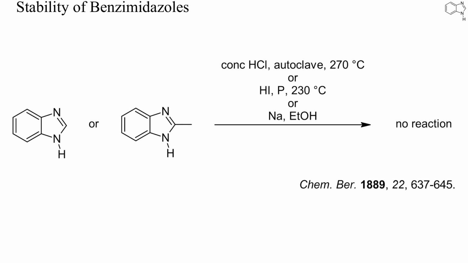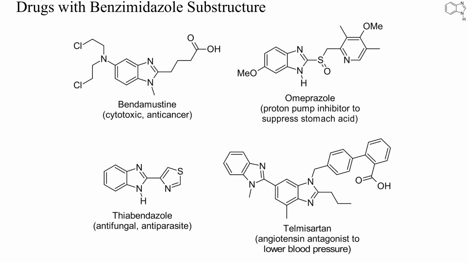Although these heterocycles are formally carboxylic acid derivatives, hydrolysis is difficult. According to an older article, simple benzimidazoles could not be cleaved by hydrochloric or hydroiodic acid, nor by sodium and ethanol. Only very electron-deficient or electron-rich benzimidazoles will be easy to hydrolyze. One cleavage strategy is treatment with benzoyl chloride and aqueous caustic, and I'll show you an example later.